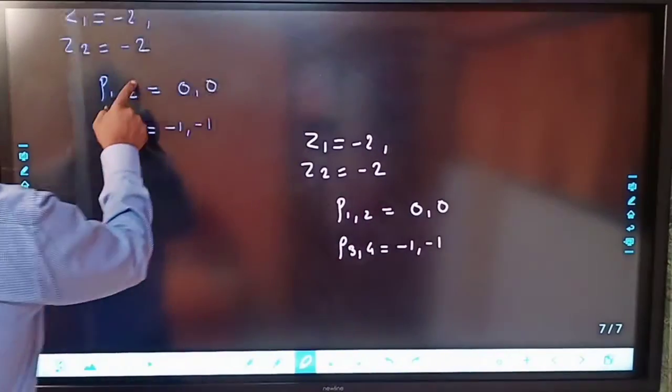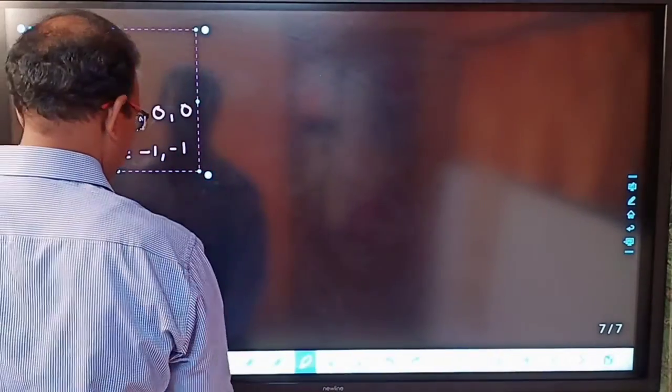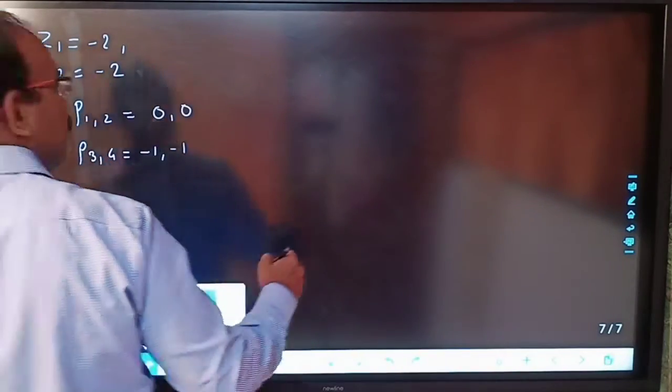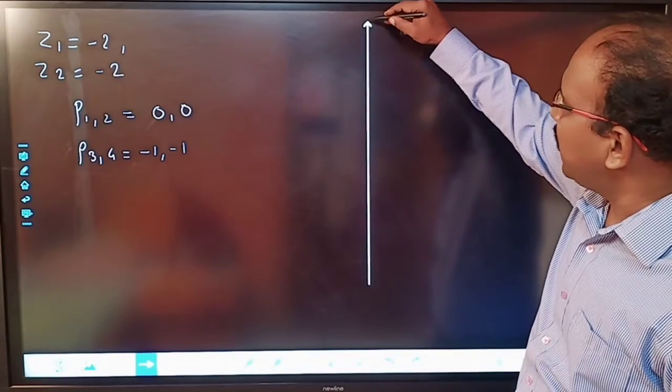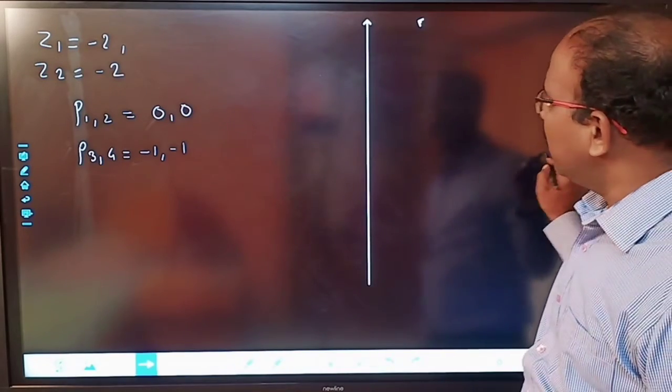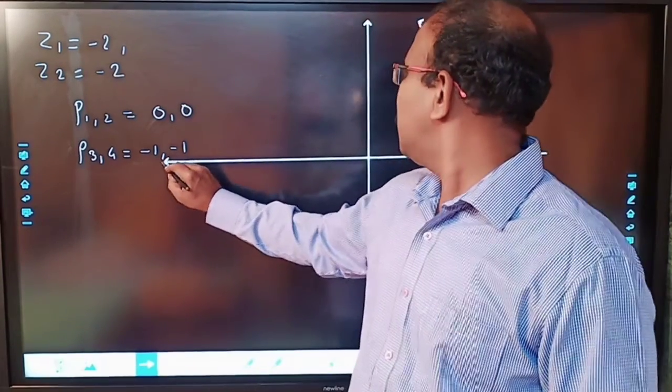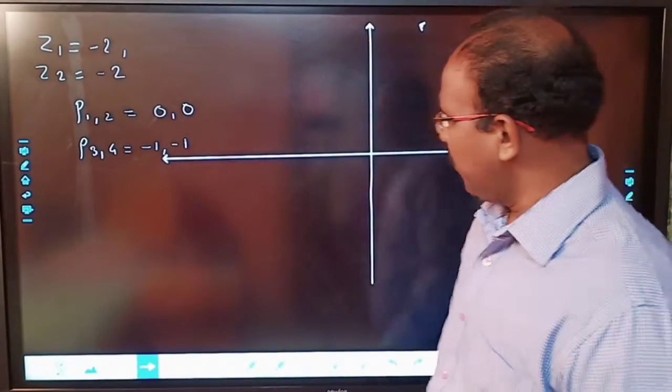So here I write this. Again I draw the pole zero plot. Here I consider only the upper part, only this part. So what do I have to write?